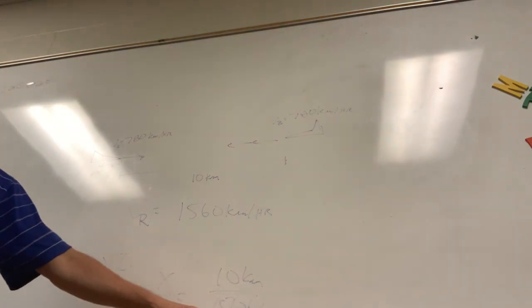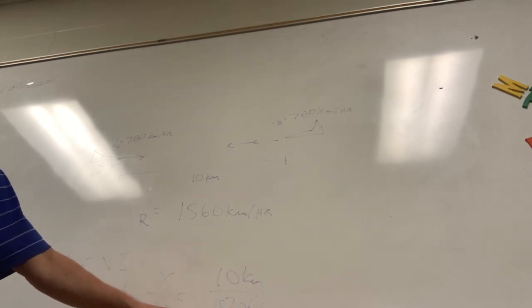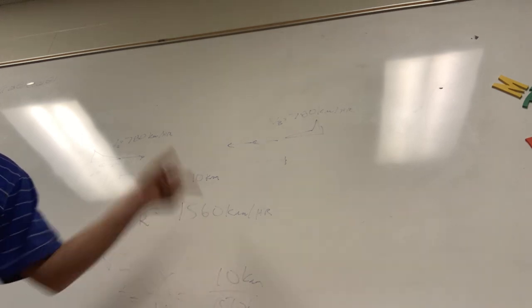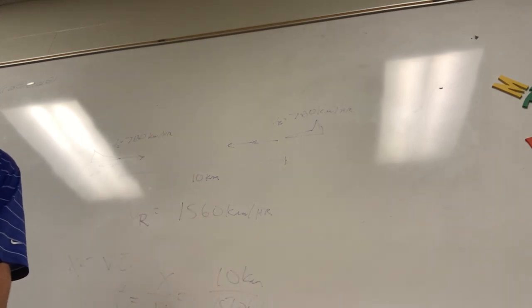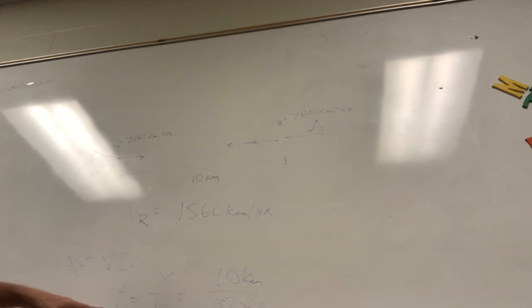I know this is going to give me a ridiculously small number, correct? It's 10 divided by 1560. That's a small number. But it's going to be in units of what? Kilometers per hour. No. Just hours. It's a time. It better not be kilometers an hour. It's a time. It's hours.